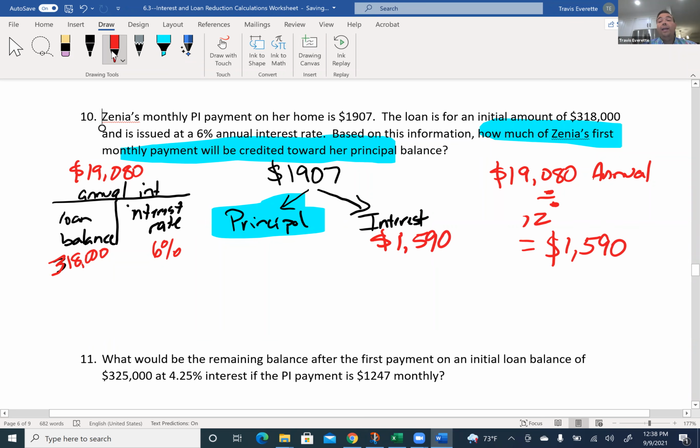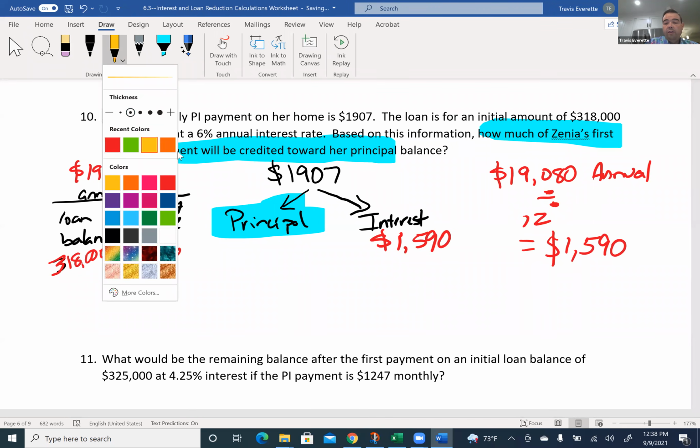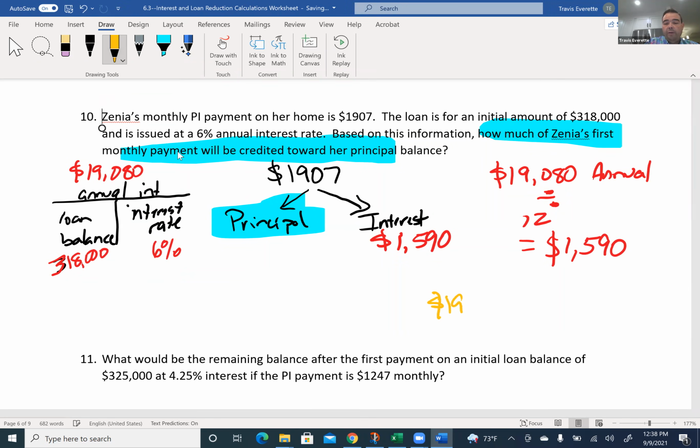And remember, that's coming out of that 1907. So if we just do the math here, okay, well, 1907 is our total payment minus the 1590 in interest, that gives us $317 in principal, which is what they wanted to know. So there's our answer. 317 bucks of that payment is going toward principal in that one payment.